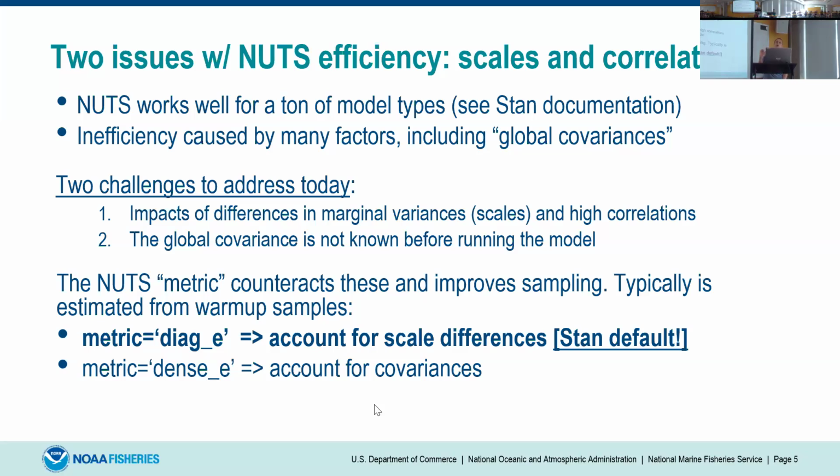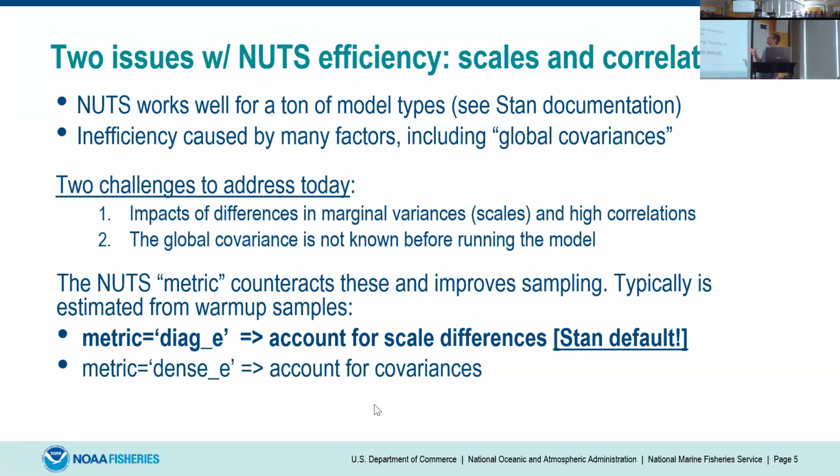NUTS is great. It works with a ton of models. It's probably the most popular Bayesian algorithm in applied statistics today, most likely. And it's applied on a ton of different models. But it does have an Achilles heel, and it is something called global covariances. This is what we're going to talk about a lot today. This is when you have marginal variances, a global scale, meaning the whole posterior, and high correlations. So that's what I mean by covariance. It's a covariance matrix of the global shape of the posterior. And I'm going to show you an example of why that breaks the efficiency of this algorithm.